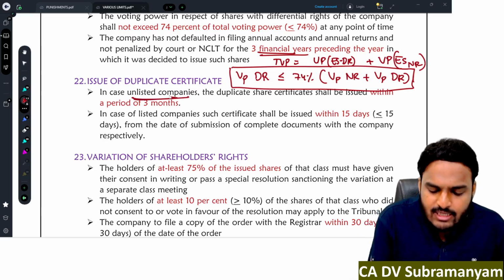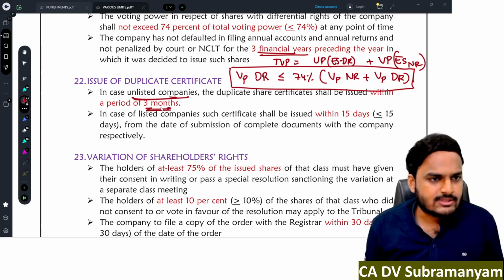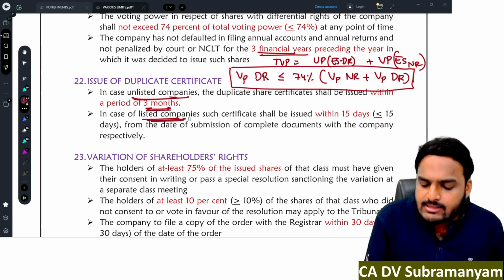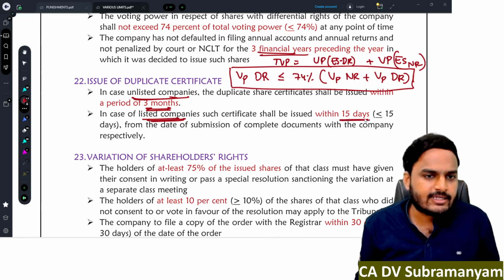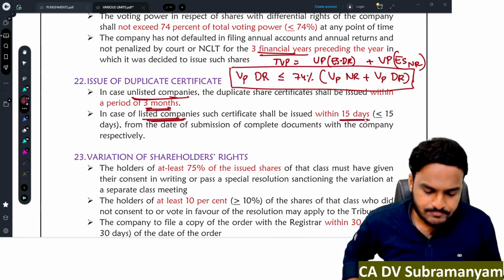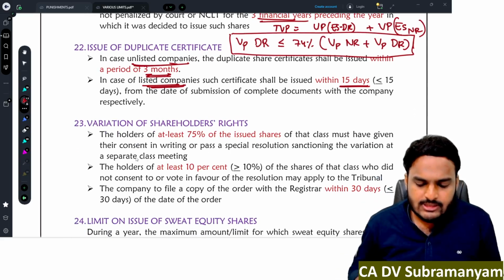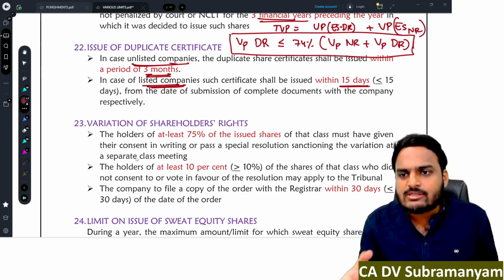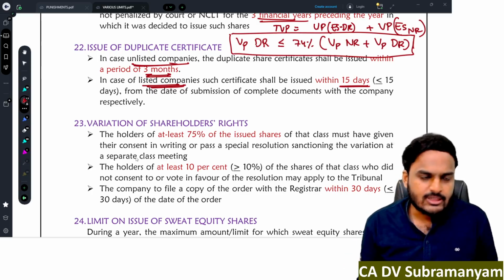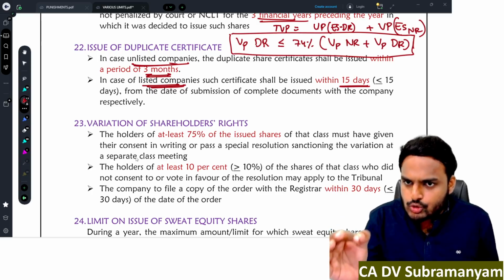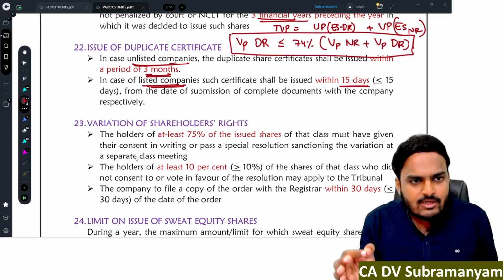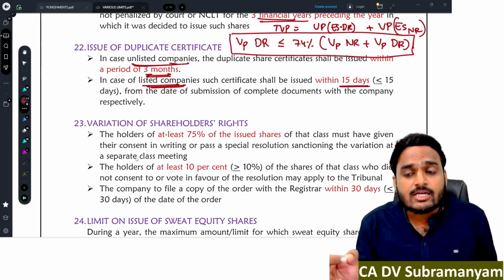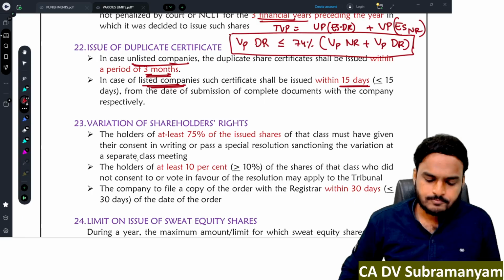In case of unlisted companies, the prescribed period is 3 months. In case of listed companies, the prescribed period is 15 days. Understood? So 3 months, 15 days, counted from the date of receipt of the application from the member. Within 3 months, an unlisted company has to issue the duplicate certificate. Within 15 days of application, a listed company has to issue the duplicate certificate.